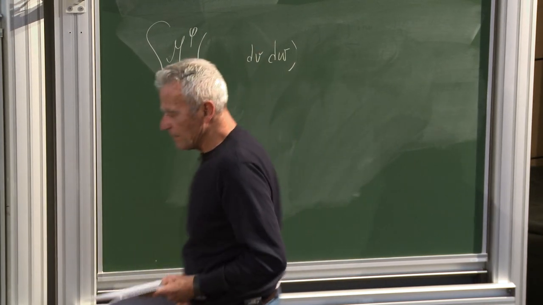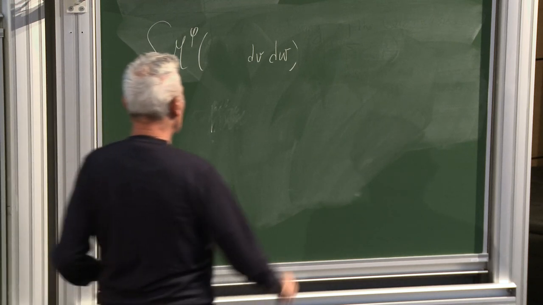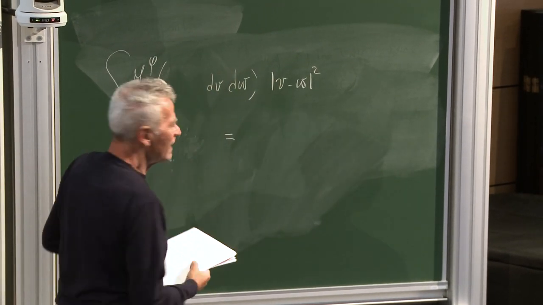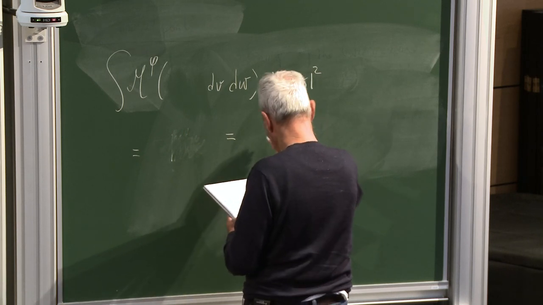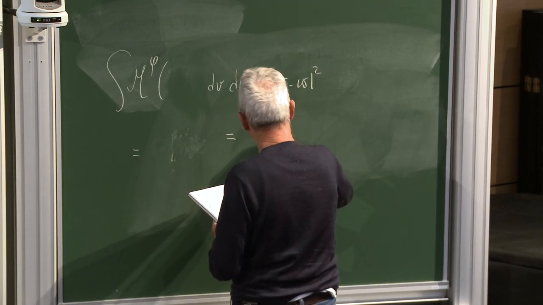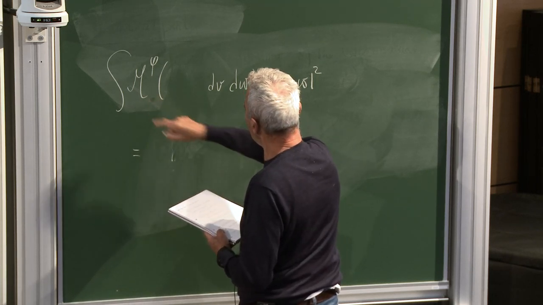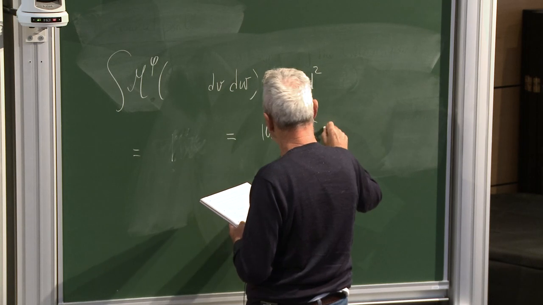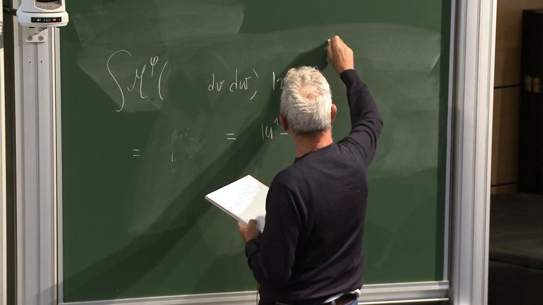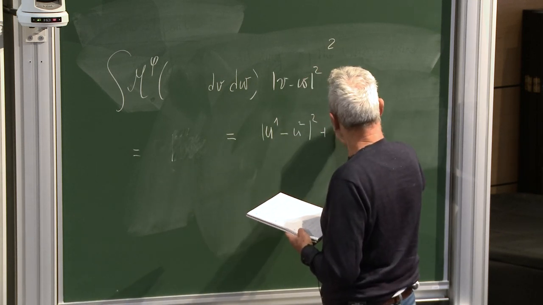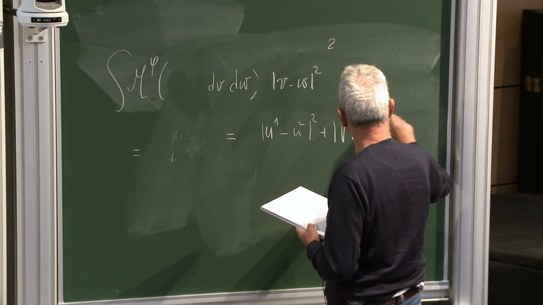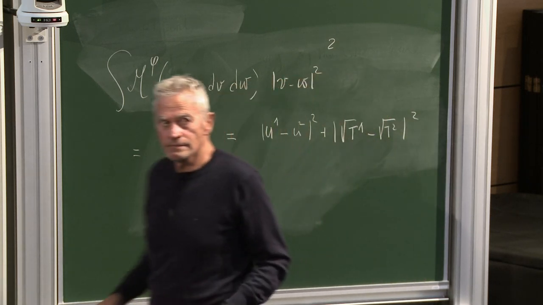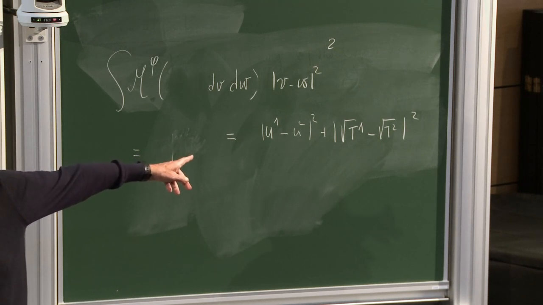What I'm saying is the following: the difference is equal, if this is the optimum, to the difference between u1, the mean velocity of this Gaussian, and u2, the mean velocity of the other Gaussian, squared, plus the square root of t1 minus the square root of t2, squared. I use this formula.